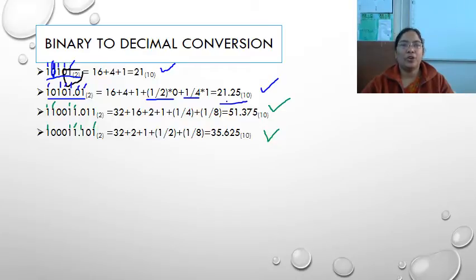Clear, na? After the dot, whatever number is there, from there towards the right, it is the negative power. See, base 2. So 2 to the power of minus 1, 2 to the power of minus 2, 2 to the power of minus 3. That is the place value. So if you multiply place value and face value and add all these values together, the value obtained is the decimal.